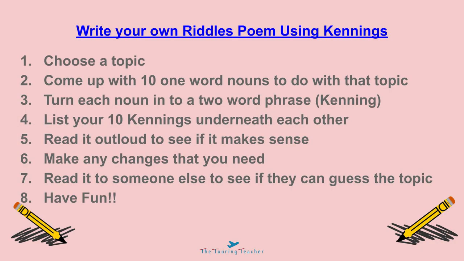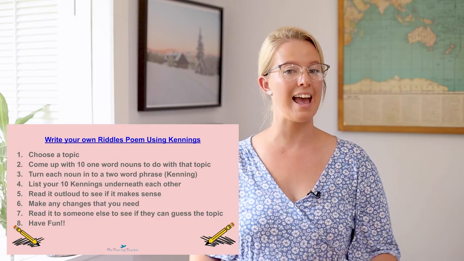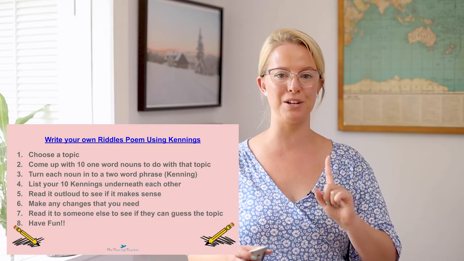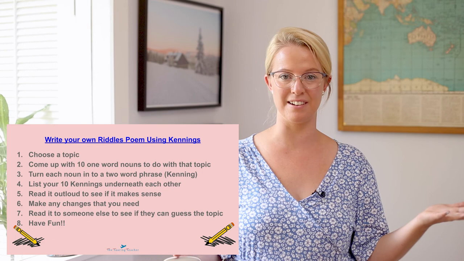Number one, choose a topic. Number two, come up with 10 one-word nouns to do with that topic. Number three, turn each noun into a two-word phrase, a Kenning. List your 10 Kennings underneath each other. Read it out loud to see if it makes sense. Make any changes that you need, read it to someone else to see if they can guess the topic, and most importantly, when we're doing our learning, have fun.